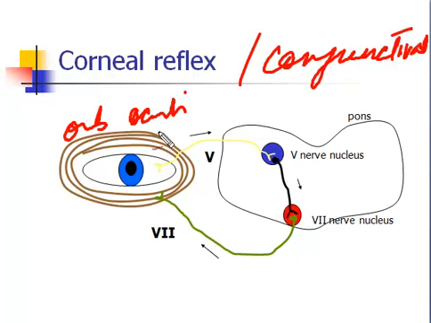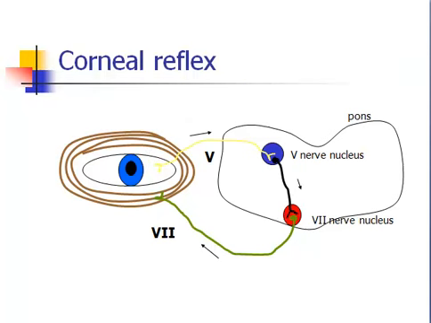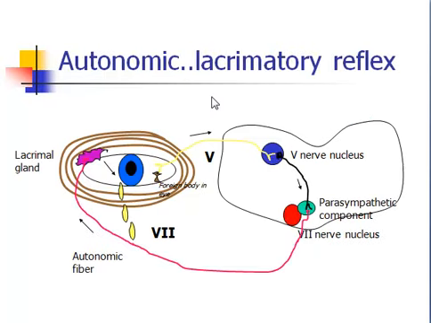So this is blinking. And just to show you the lacrimatory reflex, if you look at this, this is autonomic. And here again, you can see both fifth and seventh are participating in this. But this is an autonomic reflex because it involves glandular secretion. So you can see, because it's going to the lacrimal gland. You look at it this way.